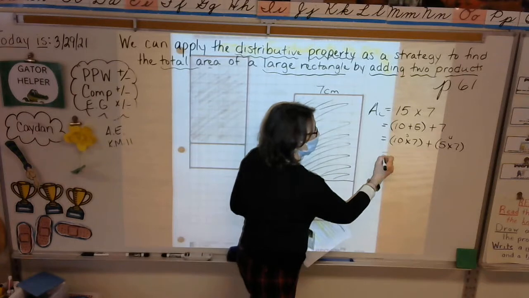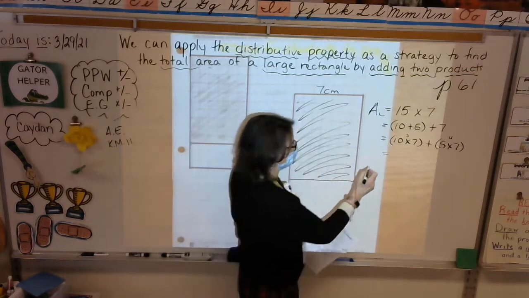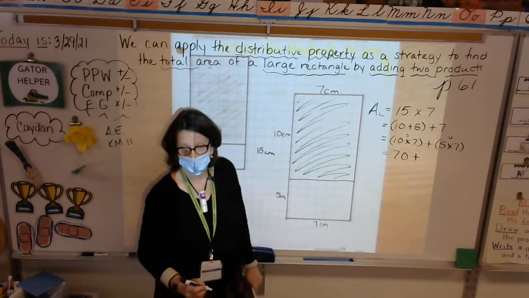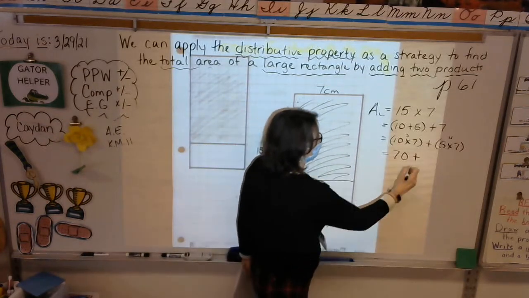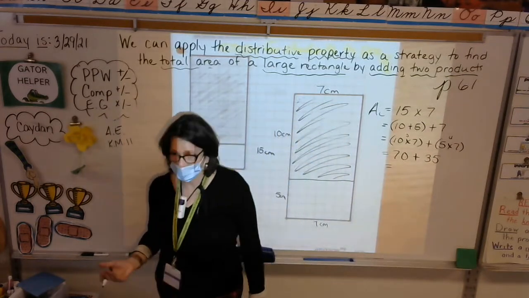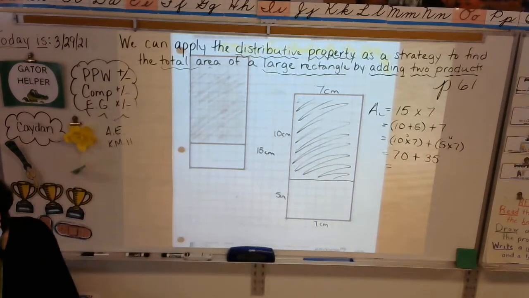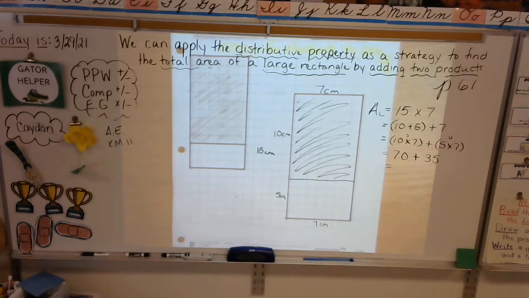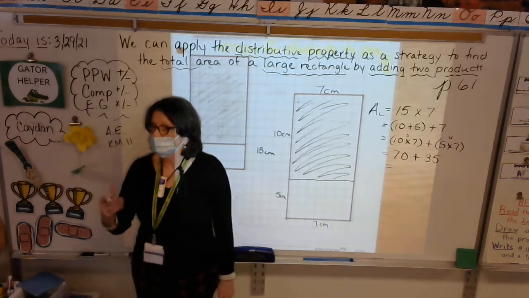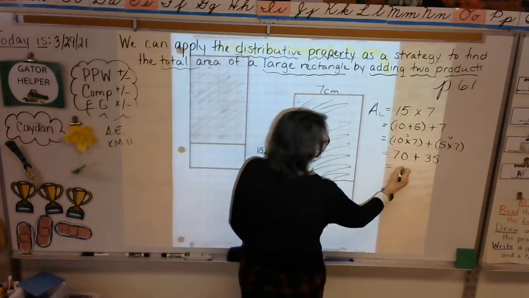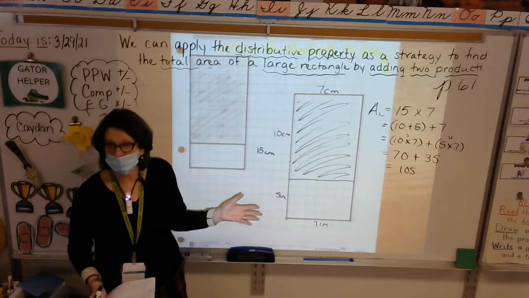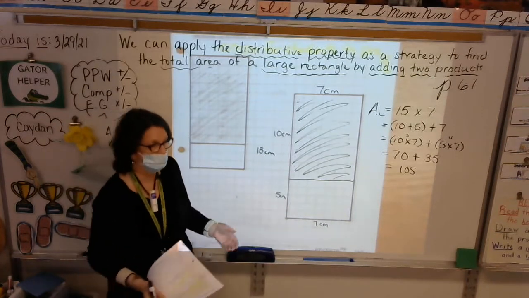All right, everybody, what's 10 times 7? It is 70. What is 5 times 7? It is 35. If you can add that mentally, go ahead. If you can't, do the algorithm. What is 70 plus 35? 105. Nice job, Eli, 105. What is the area of our large rectangle, boys and girls? It is 105 square centimeters.